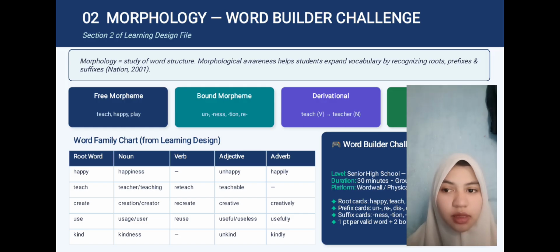The first is the students receive a set of root words, and they also receive prefix cards like un, re, dis, and over. The next is in groups, students complete and form the maximum number of valid English words within 5 minutes. Each valid word earns 1 point. Each word used in a correct sentence earns 2 bonus points. The next is the group presents their words to the class so the teacher can confirm validity and award points.